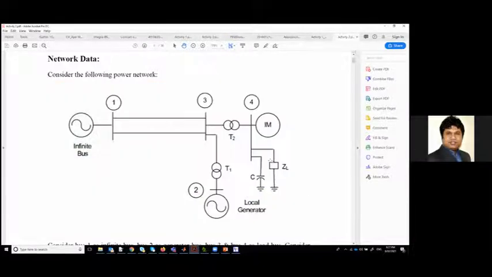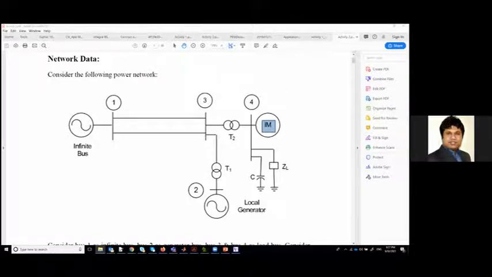One is a constant impedance load, or normal load, and another one is an induction machine. So these are three different types of loads that we have on this particular bus. In PSS/E, in the material that I sent you, I have already done the static and dynamic model.